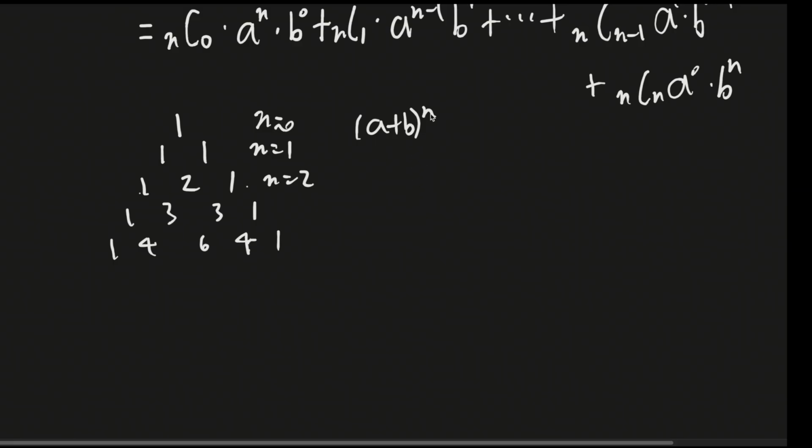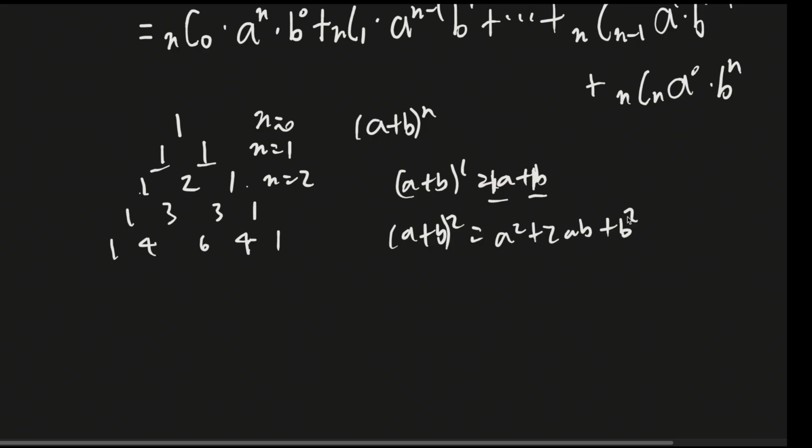So when n is equal to 0, all we get is 1. And when n is equal to 1, (a + b) to the power of 1 is a plus b. The coefficients here are 1 and 1. And when we square a plus b, we get a squared plus 2ab plus b squared. We get 1, 2, and 1. It's very interesting. When we cube it, we get a cubed plus 3 a squared b plus 3 a b squared plus b cubed. And it's always true.